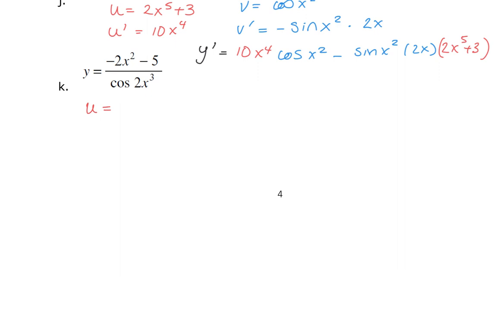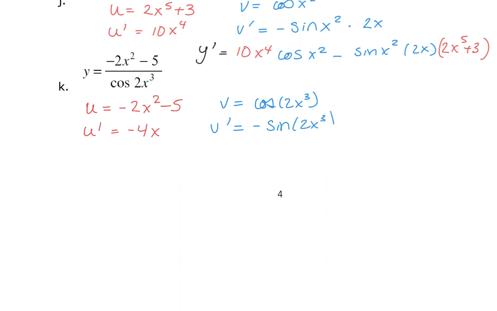U is my numerator function, which is 2x squared minus 5. U prime is going to give me negative 4x. V is my denominator, which is the cosine of 2x to the third power. V prime, and I know I have to use the chain rule because my angle is not x, will be negative sine of my angle multiplied by the derivative of my angle.